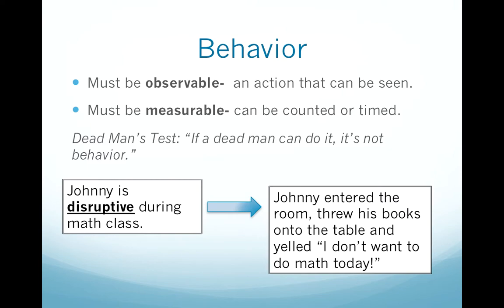So let's talk a little bit about how we describe behavior. On the left, you see Johnny is disruptive during math class. Is this measurable or observable? Let's try that again. Johnny entered the room, threw his books onto the table, and yelled, "I don't want to do math today." That's more observable and measurable.